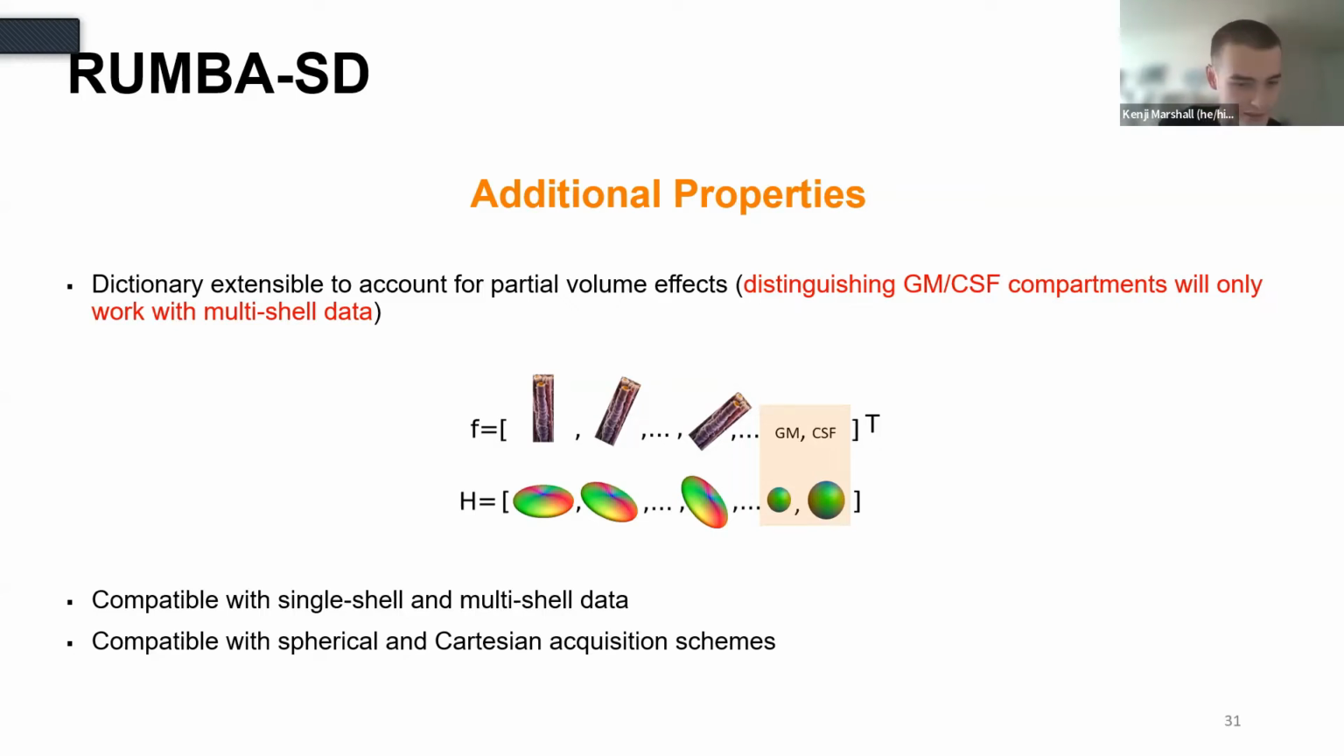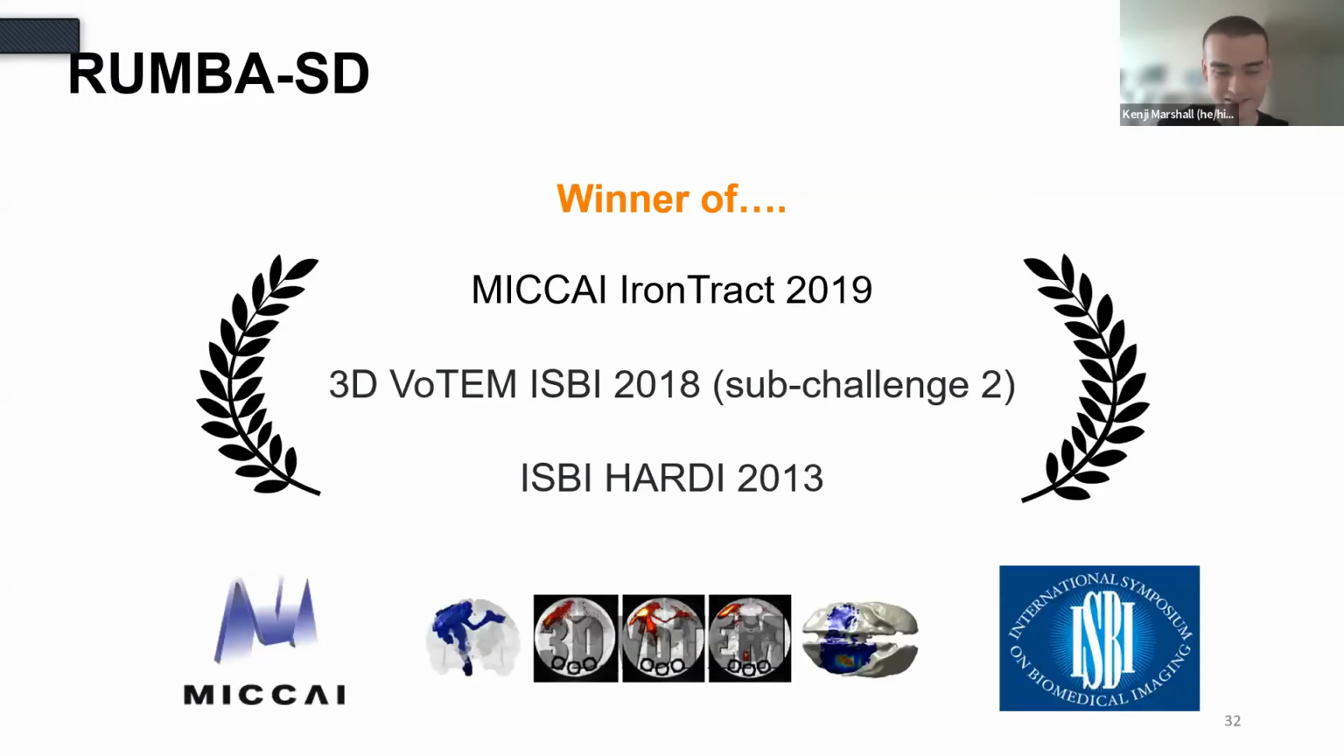But RUMBA is very flexible. It's compatible with single shell and multi-shell data. It is compatible with spherical and Cartesian acquisition schemes. So we hope it can serve you in a variety of different research questions. It's also a good method. At least empirically, it's won multiple local reconstruction challenges in the past. This includes MICCAI IronTract 2019, amongst others. And so we are very excited that it's now available for public use in DiPy 1.5.0.